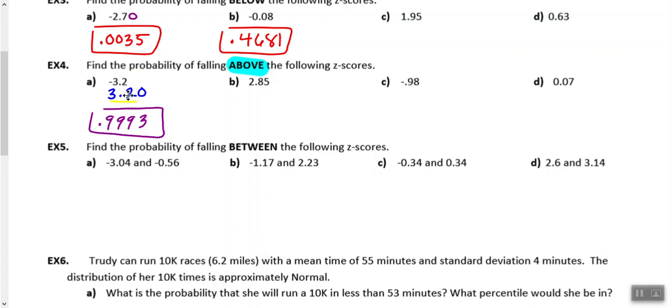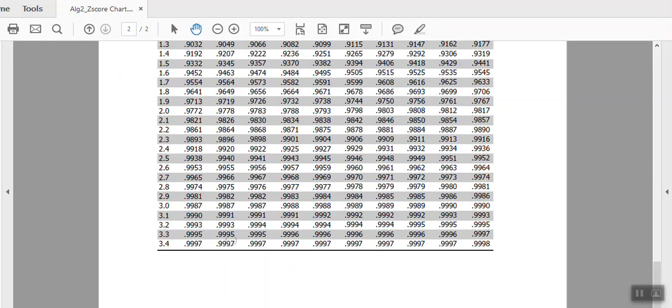But remember, I looked up the opposite. So now I need to find the probability above a positive 2.85. Since it says above, in order to look it up, I need to switch to a negative 2.85. So I'm going to look up my first 2 of negative 2.8.